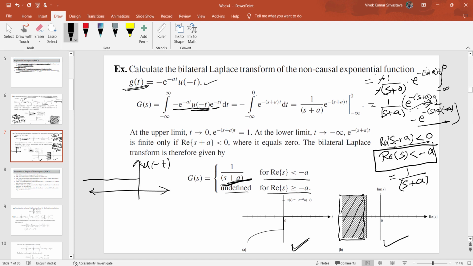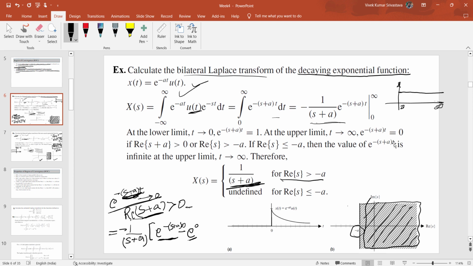Sir, in the previous example x(t), the region of convergence is the inverse, right? It is on the right hand side, but this one is on the left hand side. Yes. So, for example, if there is a function which combines x(t) plus g(t), then there is no Laplace transform? No, if the intersection of the regions of convergence exists, then only the Laplace transform will exist.